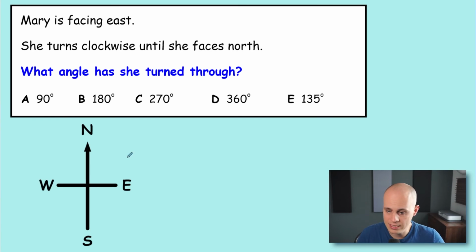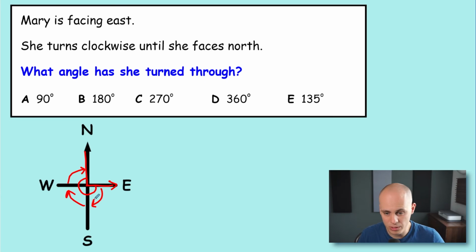Mary is facing east. So do you know what I'm going to do? I put a little arrow here. Cool. She's facing east. She turns clockwise until she faces north. So we're going around this way. She's not at north yet. She's not at north yet. Aha, now she'd be at north. So we're trying to find this reflex angle here. What angle has she turned through?